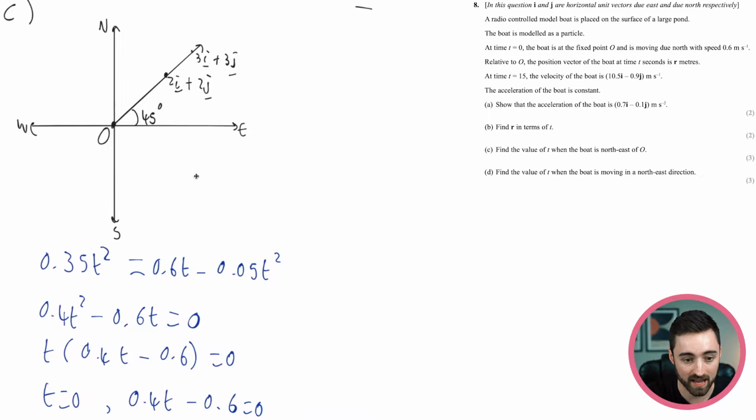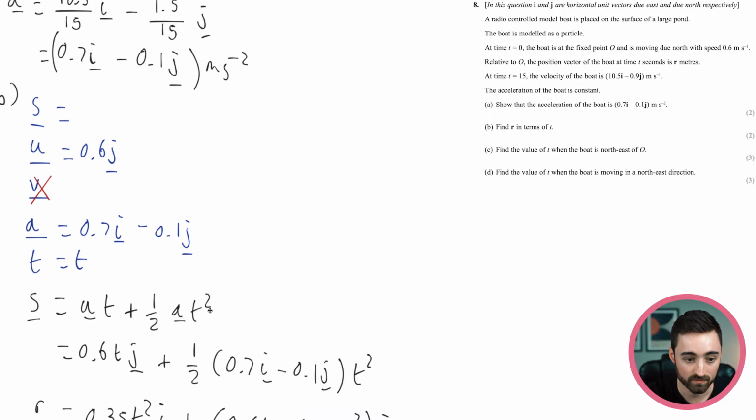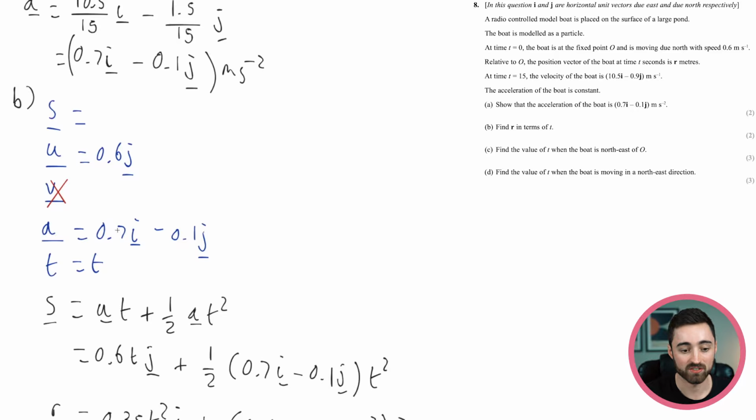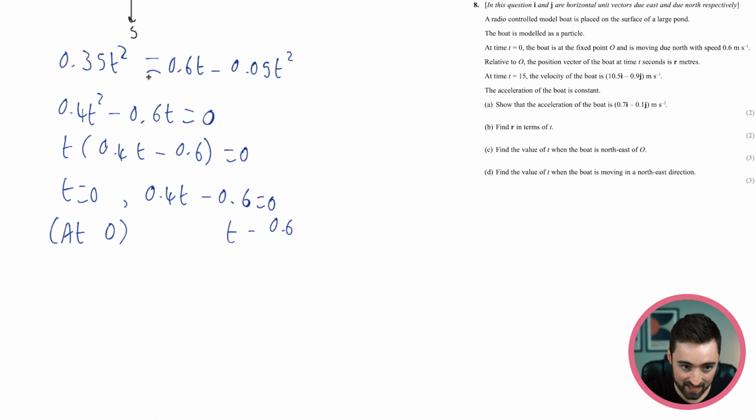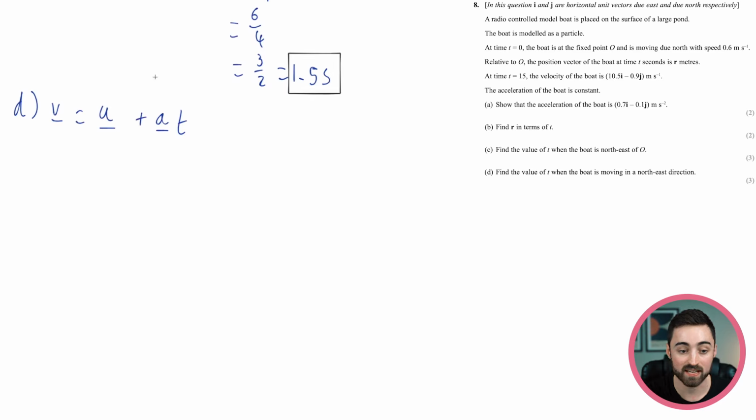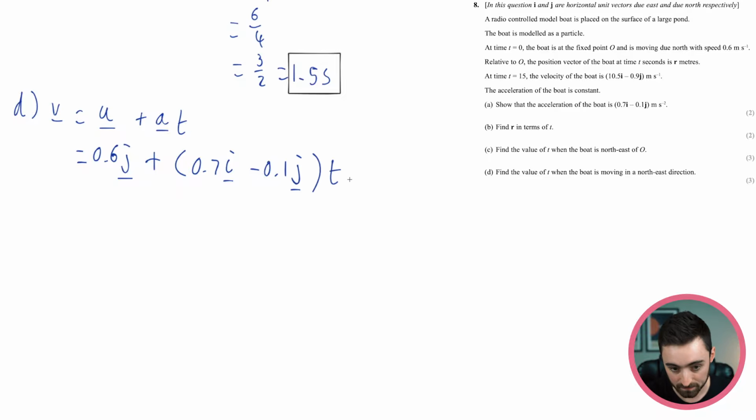Because look, the suvat that we care about is this here. So we can use v equals u plus at on this because I've got u and I've got a, okay? So to get v in terms of t, it's going to be u, which is 0.6j, plus a, which is going to be the 0.7i minus 0.1j, lots of t.